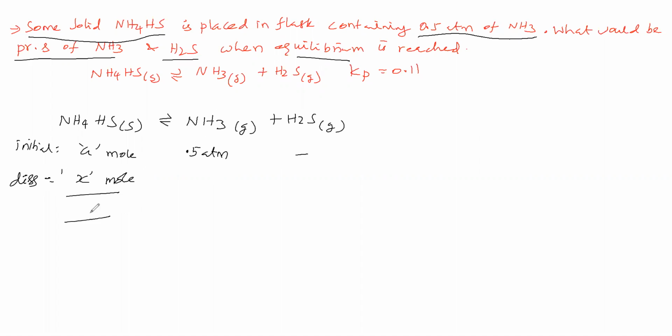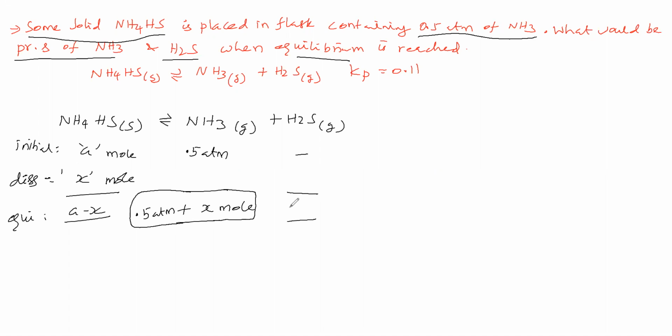So ammonium bisulfite remaining at equilibrium is A minus X moles. Due to dissociation of X moles of ammonium bisulfite, X moles of ammonia are produced. Initially 0.5 atmosphere of ammonia is there, and X moles of ammonia are produced. Similarly, X moles of H2S are produced, because X moles of ammonium bisulfite are dissociated.